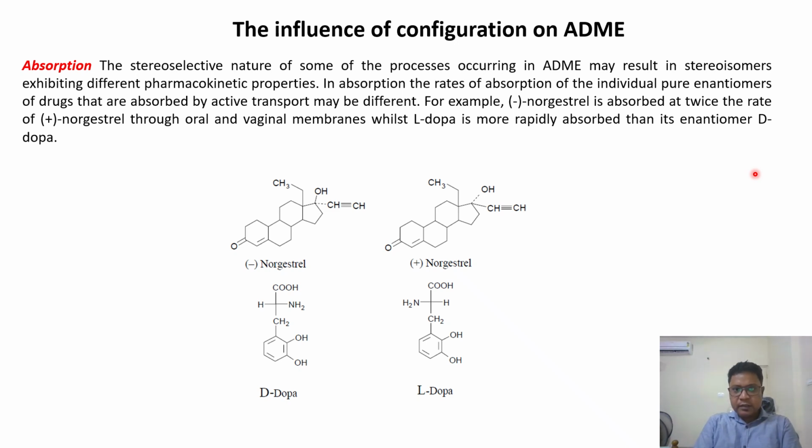In absorption, the rate of absorption of an individual pure enantiomer of a drug that is absorbed by active transport may be different. For example, norgestrel, this is the chemical structure of the minus norgestrel, is absorbed at twice the rate of the plus enantiomer through oral and vaginal membrane, while L-DOPA is more rapidly absorbed than D-DOPA. So you can see a particular enantiomer of a drug molecule has a much better absorption compared to the other enantiomer.